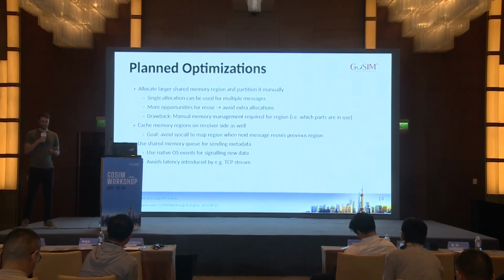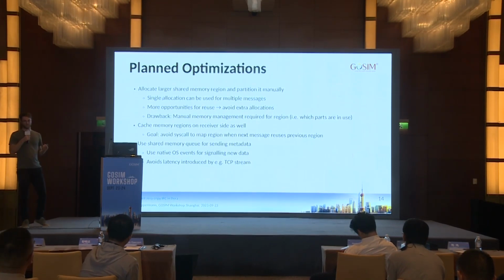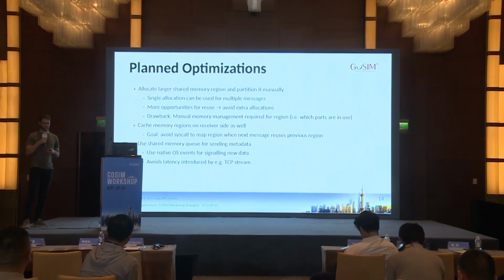We also have a prototype implementation of using a shared memory queue instead of the TCP socket for sending the metadata, like the shared memory ID and the output ID and so on. This way we try to avoid the latency overhead of TCP. For signaling new data, we can use native operating system events, and then we can use a normal single producer, single consumer queue in shared memory, which is thread safe and can be used by both processes at the same time. This way we can hopefully speed things up even more.